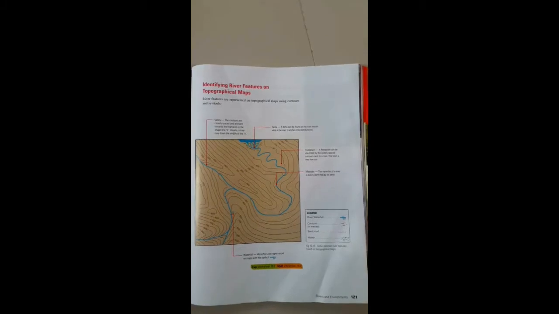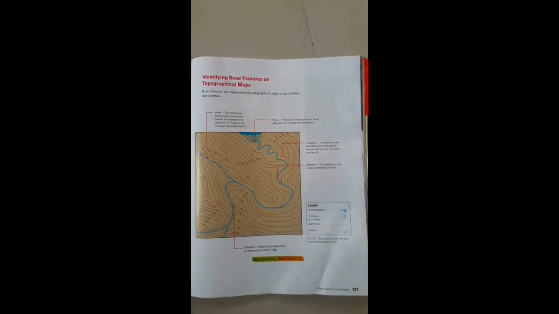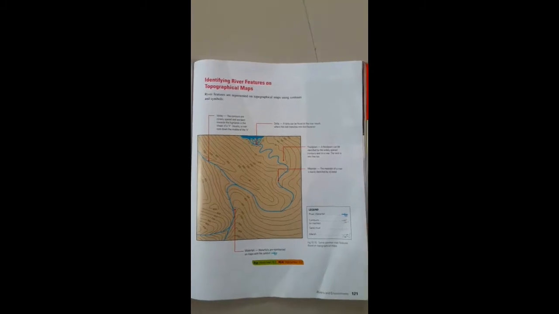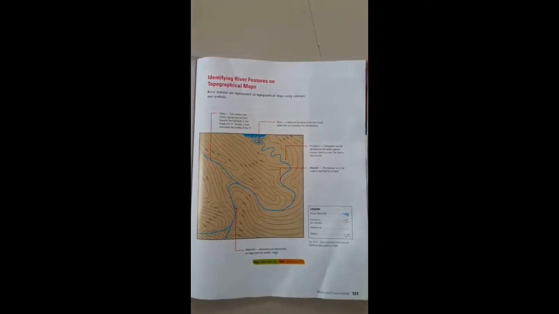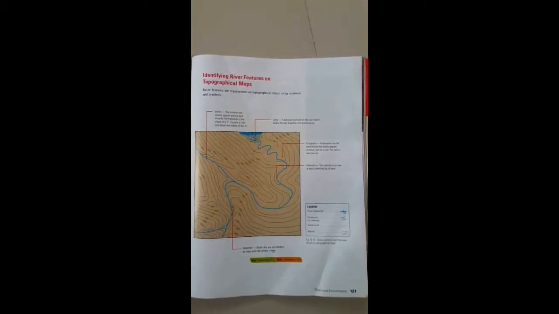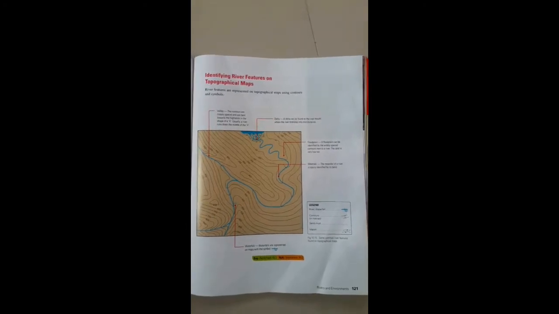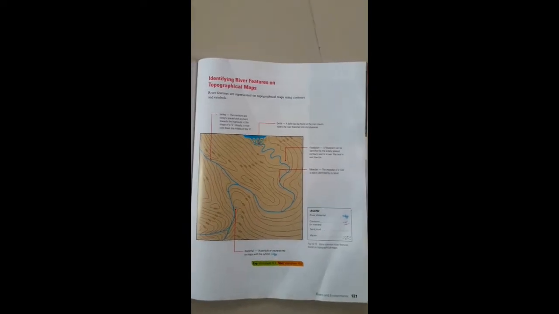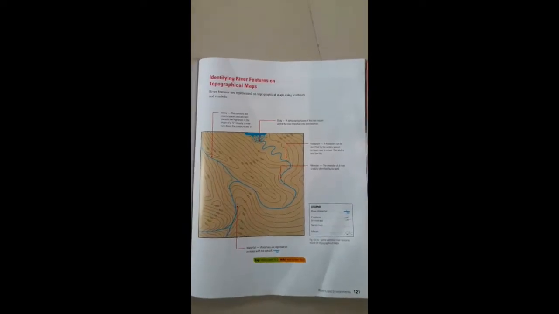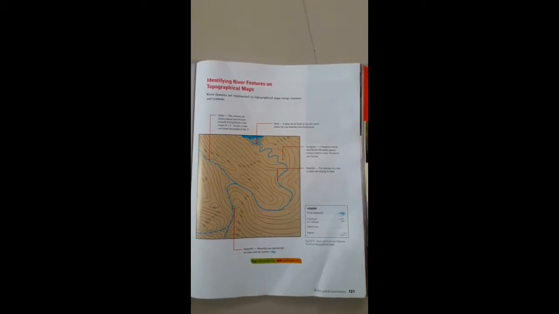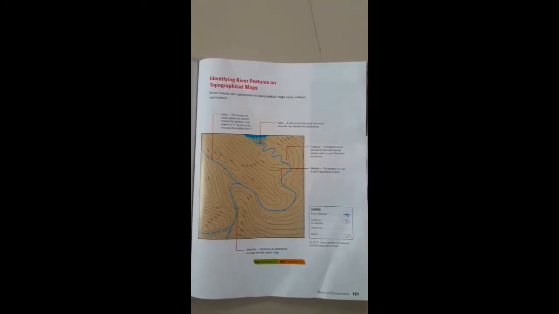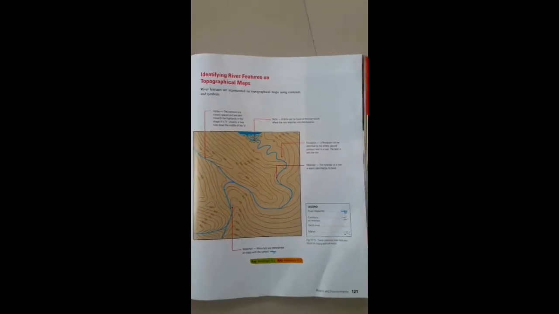So, for our geography today, we have a very interesting topic, and that is about identifying river features on topographical maps. So, I would like to invite everyone to please get your book and open it on page 121. Again, please open your book on page 121.